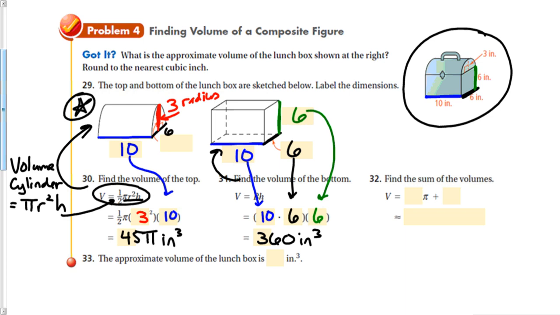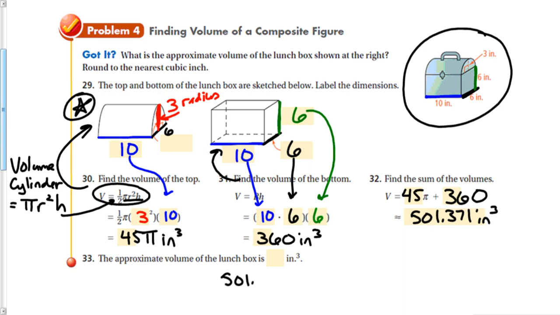And then I need to find the sum of these two volumes. So again, the first volume I had was 45 pi. The second volume I had was 360. Now add those two together, and at this point I do need to pick up my calculator. And when I do 45 pi plus 360, I should get 501.371 cubic inches. Now number 33 is just saying, write it down again.